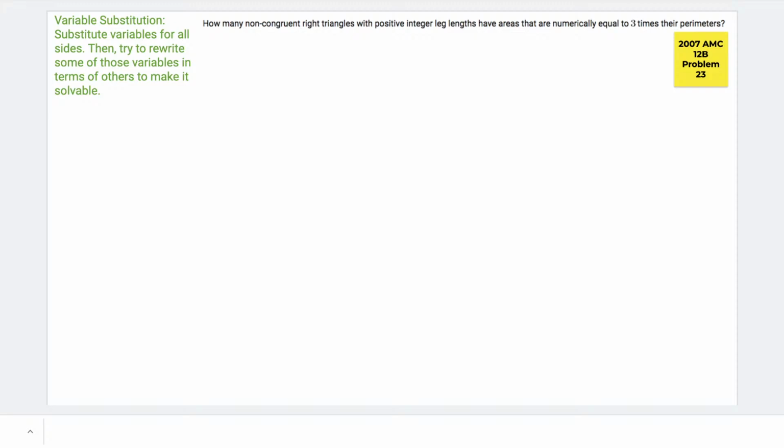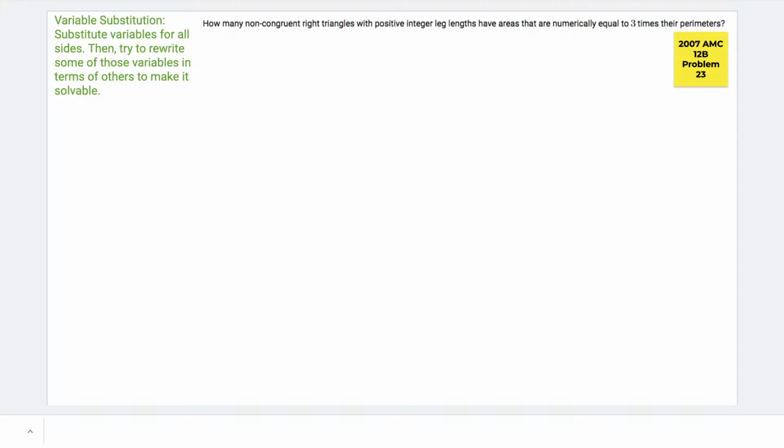It's all about variable substitution. So pretend you have lots of variables. Then in that case, you rewrite some of those variables in terms of other variables. If you don't get what I mean, this example should clear it up. And it's from the 2007 AMC 12B problem 23. So it was like a final 5. So here, I'll show you the problem.